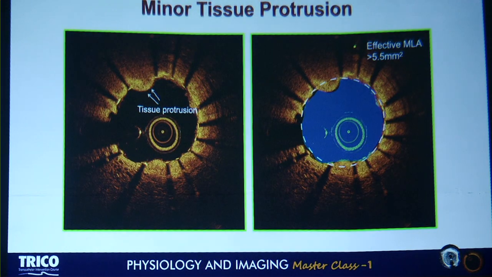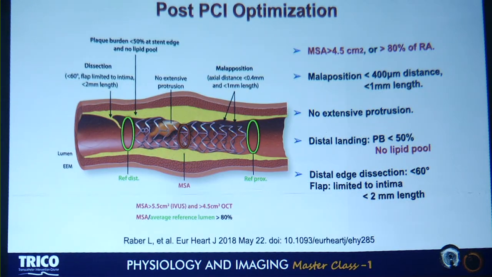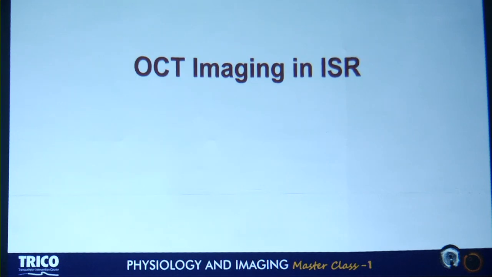It has an impact on MACE and TLR directly. There are higher chances of TLR and MACE if you leave a major tissue protrusion, as per recent studies. These are the minor protrusions. This is another cartoon which is always very handy for any OCT operator. You should have it.